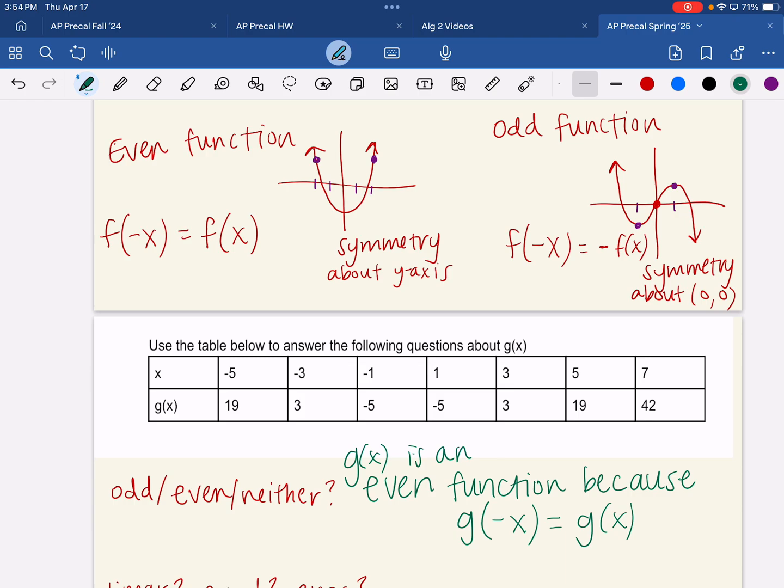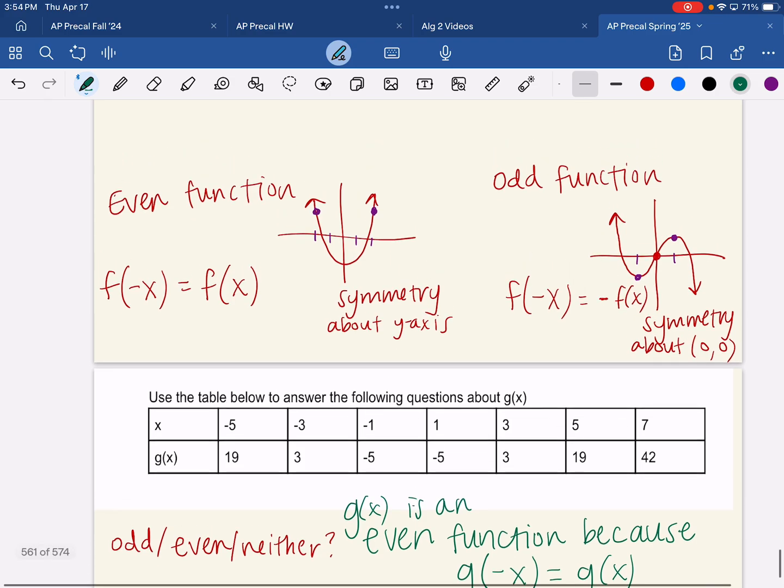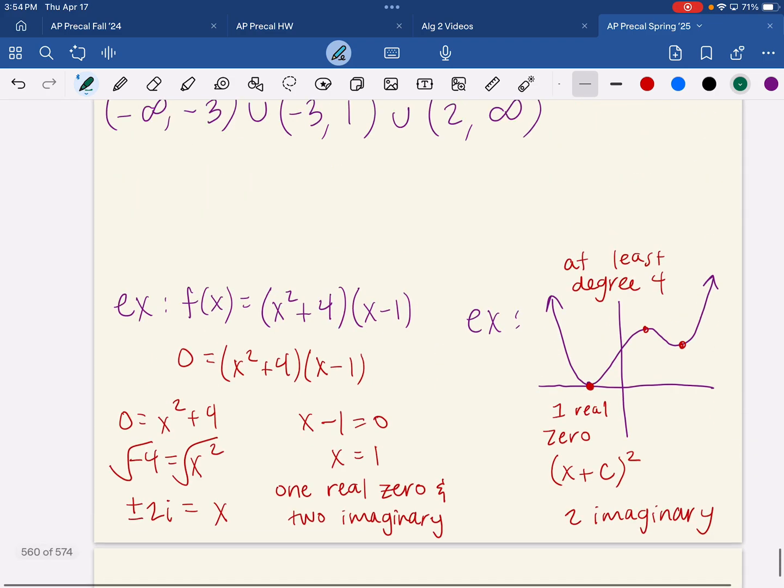Oh, wait, so let's say it has a power of 4, so that's even degree. But it couldn't be an even function if it was shifted, because you have to still plug in values to see.